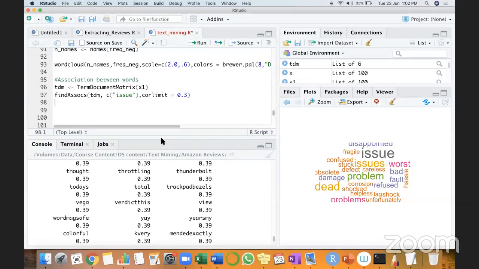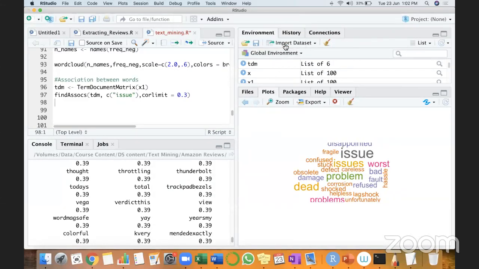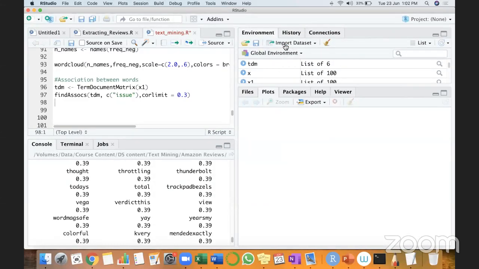Right. So this is some portion of the text mining module. Now, tomorrow we are going to discuss text mining again. We are going to discuss how we use text mining to classify text data.